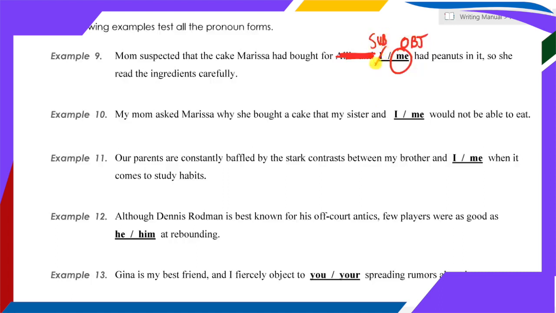In the next example, my mom asked Marissa why she bought a cake that my sister and I/me would not be able to eat. So again, we're going to cross off the name and distractor. My mom asked Marissa why she bought a cake that me would not be able to eat. No, why she bought a cake that I would not be able to eat. So here we need the subject form, not the object form.